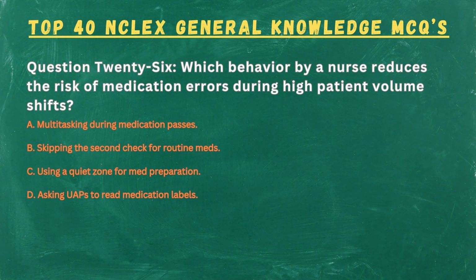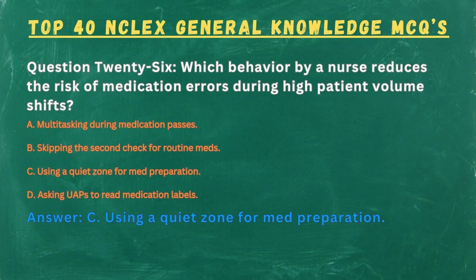Question 26. Which behavior by a nurse reduces the risk of medication errors during high patient volume shifts? A. Multitasking during medication passes. B. Skipping the second check for routine meds. C. Using a quiet zone for med preparation. D. Asking UAPs to read medication labels.